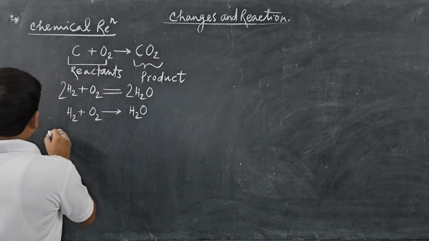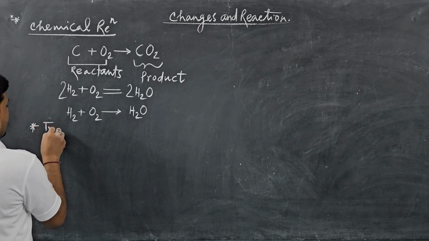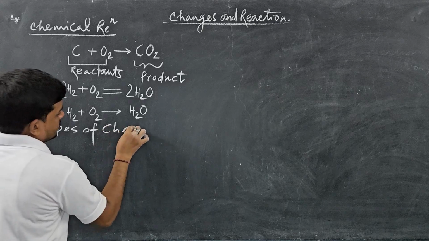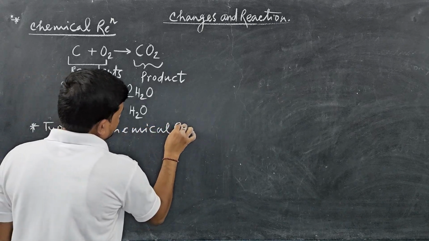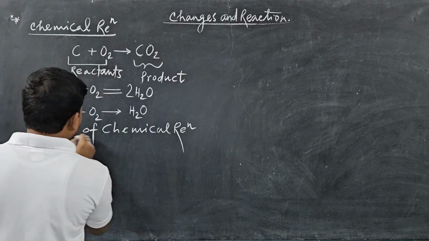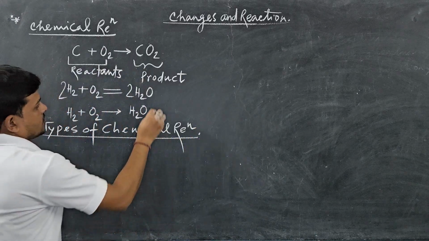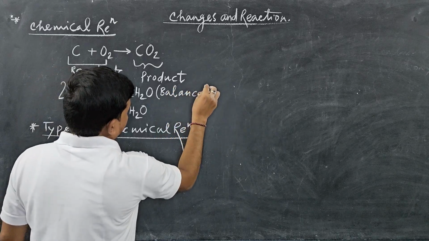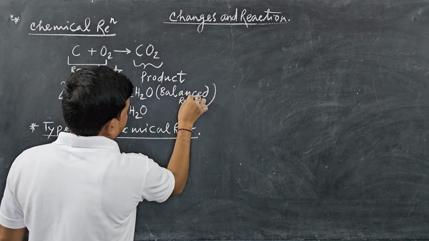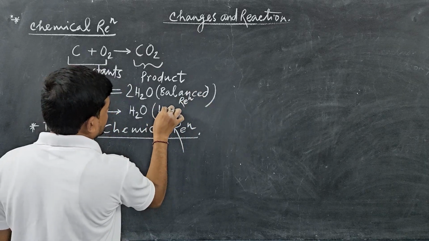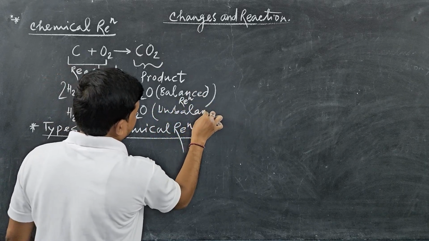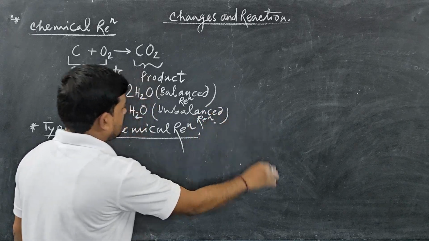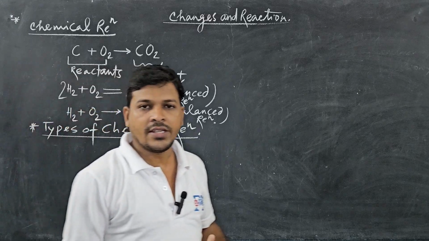This chemical reaction may be of different types. Types of chemical reaction. This is a balanced reaction. And this is an unbalanced reaction.